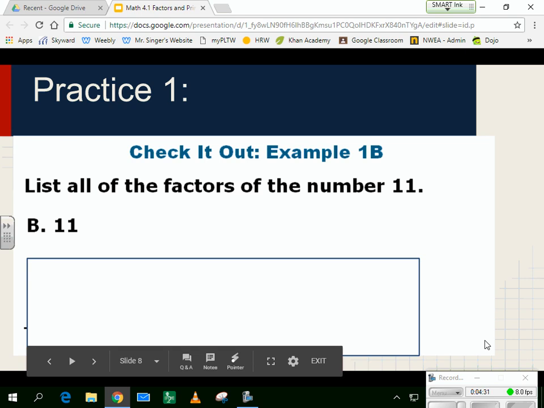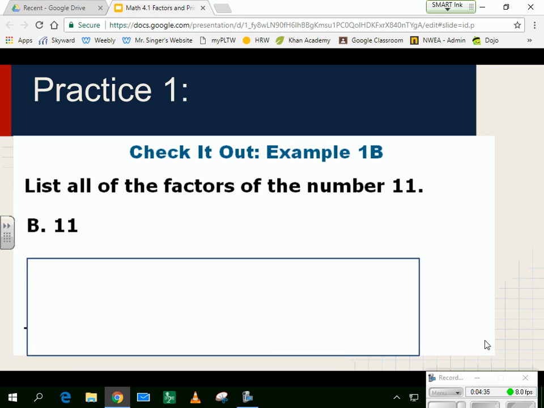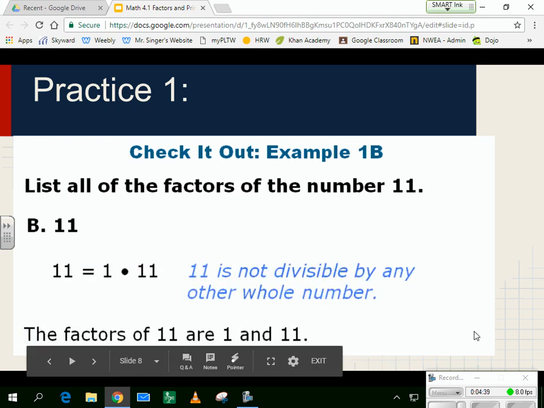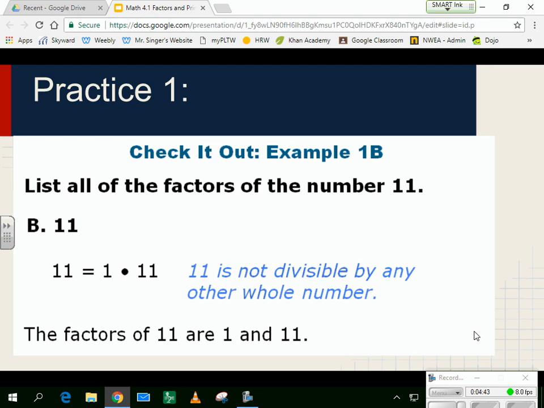All right, try one more here on your own. Hopefully this isn't too hard. Find the factors of 11. So 11 is a prime number, so that would mean only 1 and 11 are the only 2 factors of that number. And you should have remembered 11 is a prime number, so 1 and 11 are the only correct answers to this question.